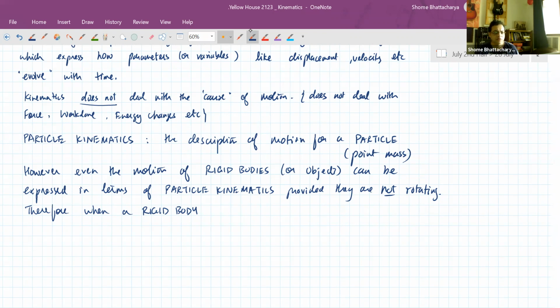So therefore, when a rigid body is in what we call pure translational motion, I'll explain what pure translational motion also means. This is an important technical term for us, translation. So pure translational motion can be treated as an equivalent particle.